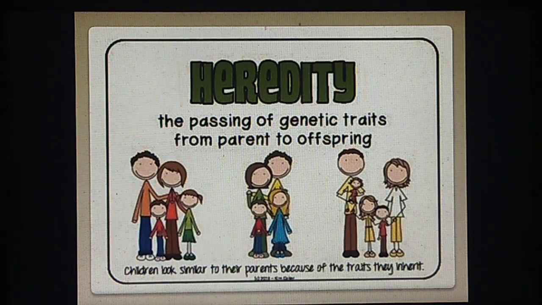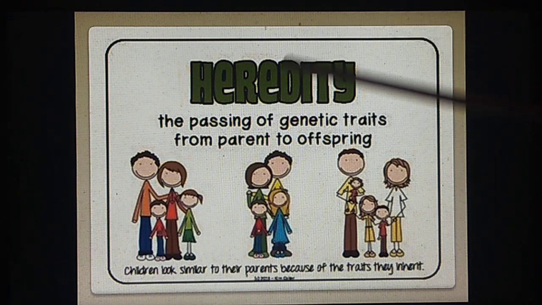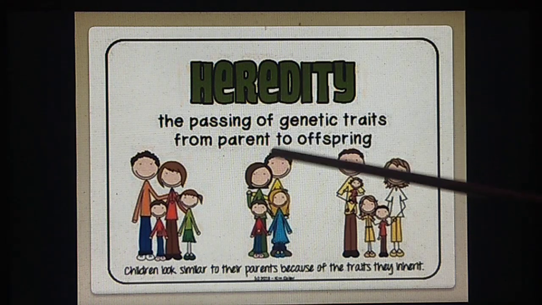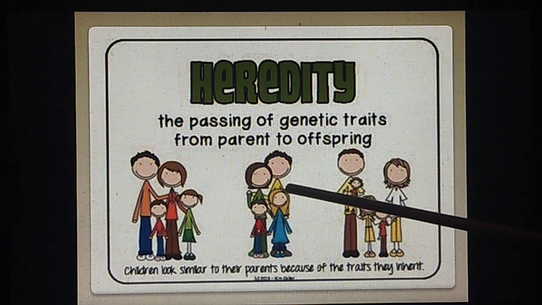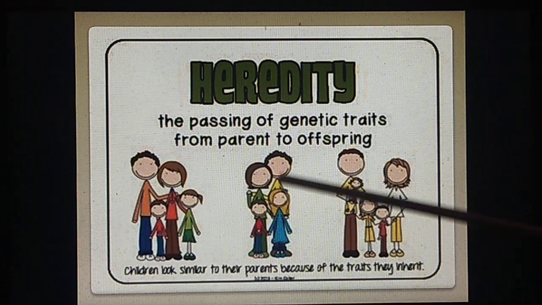Heredity. The passing of genetic traits from parent to offspring. So we can say it is the process by which the characters are transferred from one generation to the other.